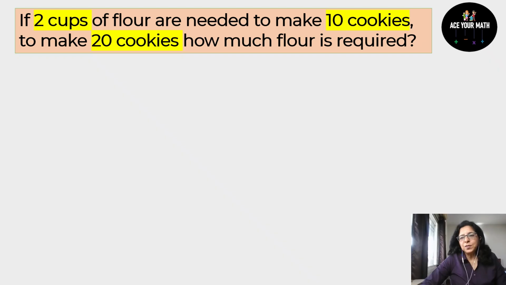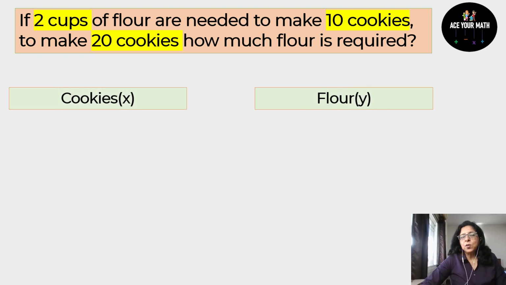Now we will solve one question on proportion. See, if 2 cups of flour are needed to make 10 cookies, then to make 20 cookies, how much flour is required? So how to solve such a question? On one side you can write cookies, represented by x, and on the other side you can write flour, represented by y. Now, what is given to you? It is given that to make 10 cookies, write 10 under cookies, and it requires 2 cups of flour, so write 2 under flour.